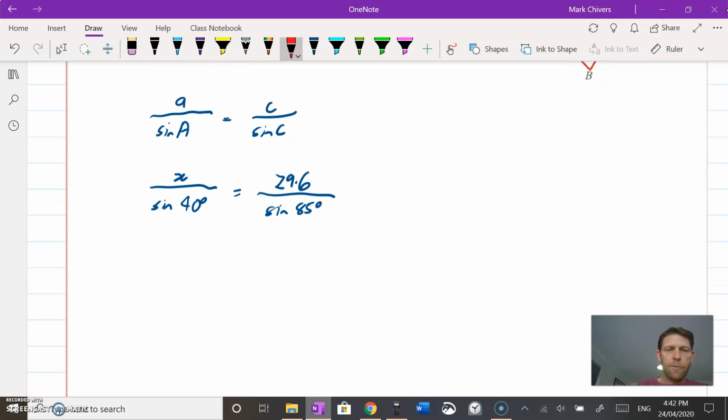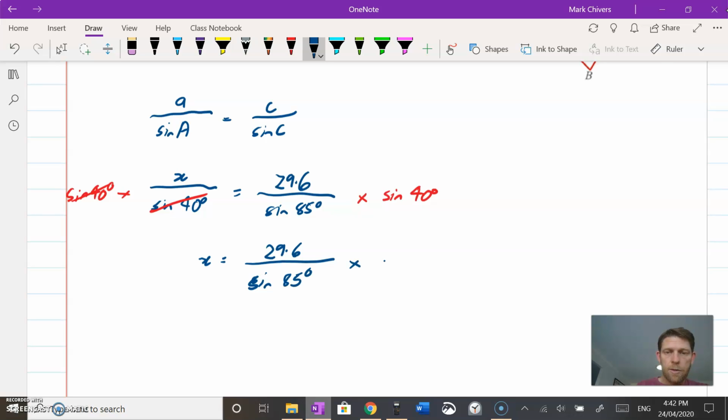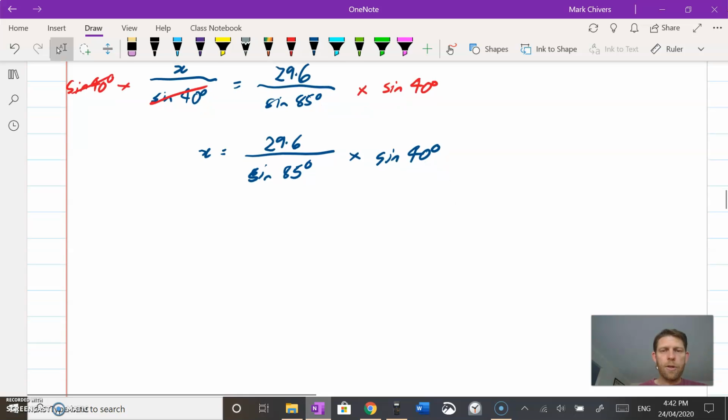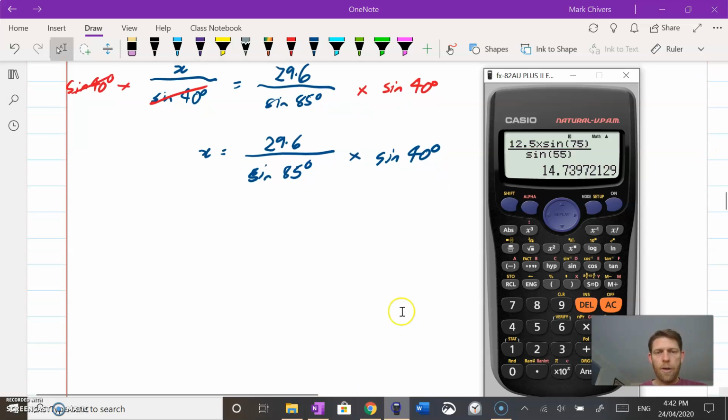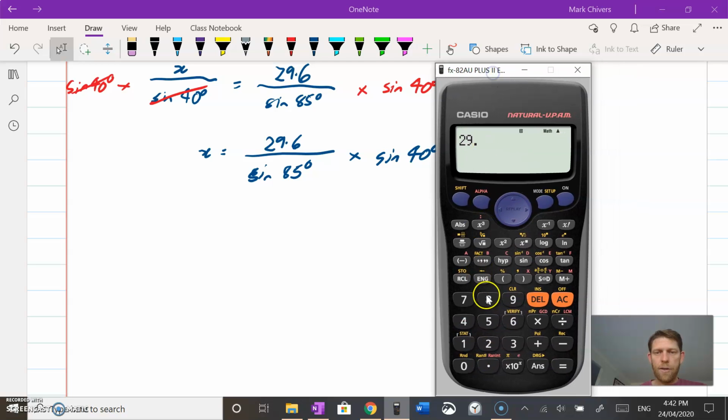Now, much like the previous examples, we multiply both sides by sine 40 degrees to cancel that out, but of course, if we do that to one side, we've got to do that to the other side. So we're going to end up here with X equals 29.6 over sine 85 times sine 40 degrees. I'm doing things the other way just to show that both ways work out. You can either put that sine 40 in the numerator or you can put it out to the side. Either way will work. So if we go 29 point, I'll just move that out of the way of my face. There we are, 29.6 over sine 85.